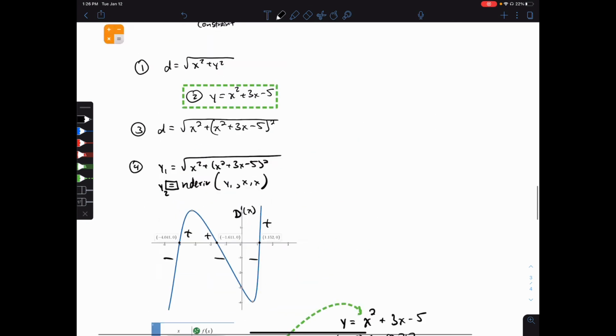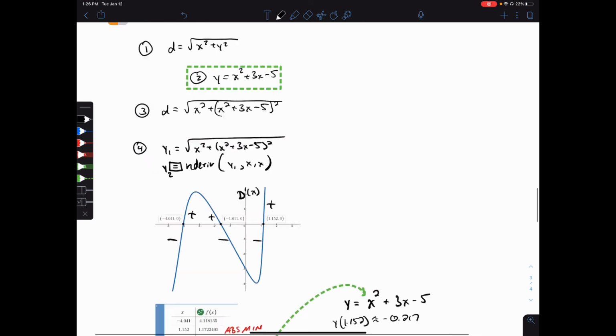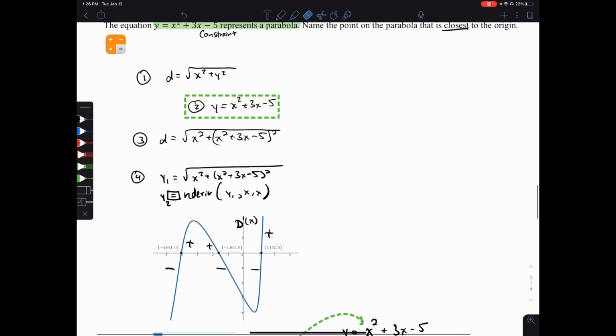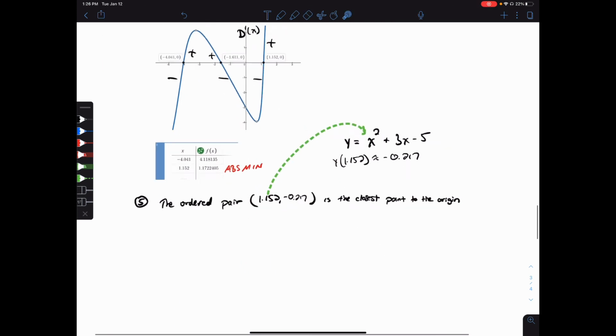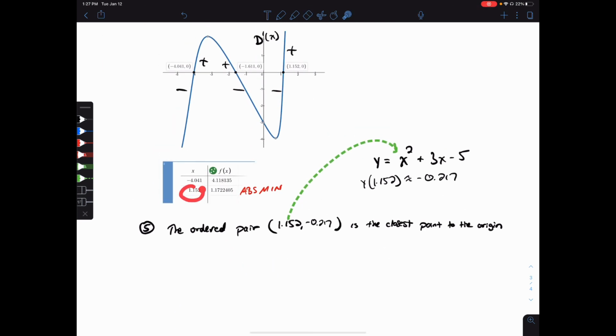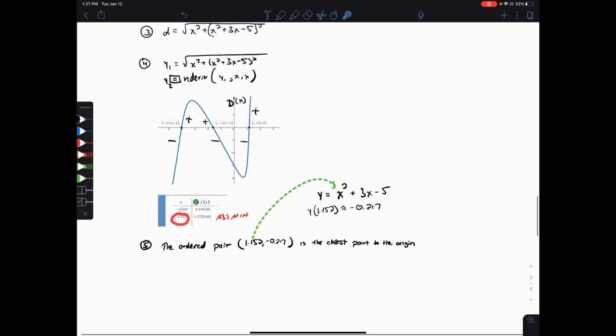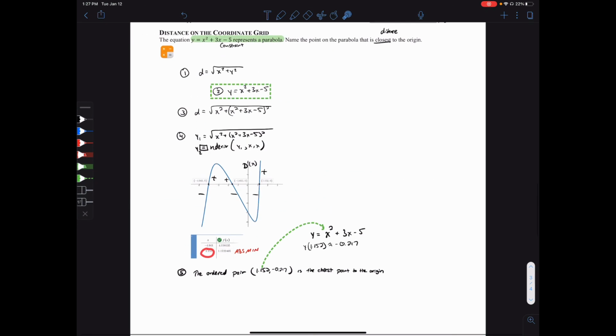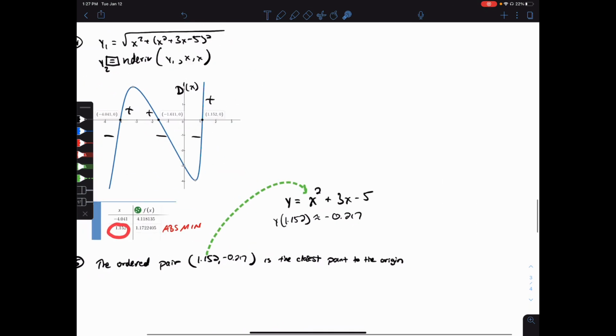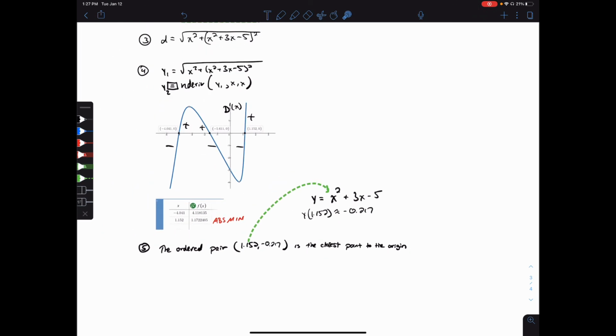The directions for this said to find the point that has the closest value to the origin. So we found the x value here. To find the y value, we're talking about a point on this parabola. So we got to plug this x value into this parabola. And if you do that using your calculator, I believe you get -0.217. So the ordered pair that you see here is the closest point to the origin.